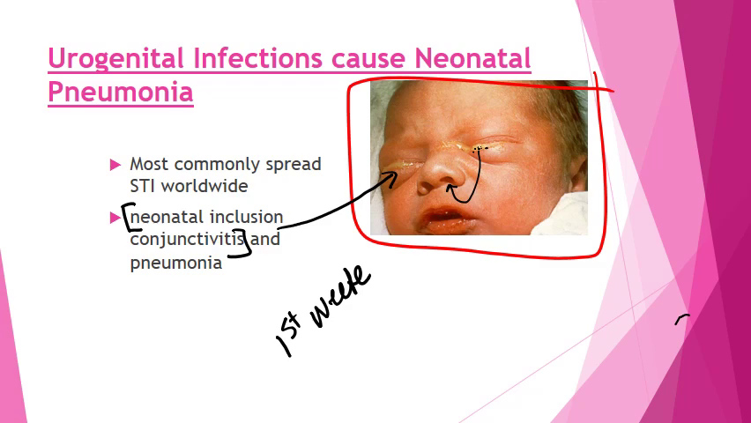So you can't treat neonatal inclusion conjunctivitis with just a topical ointment on the eye. It won't work. It won't cover the chlamydia, and it certainly won't cover for the pneumonia. So in this case, you're going to want to use an oral therapy to take care of that. And most often, that oral therapy is initiated, and then everything is fine.